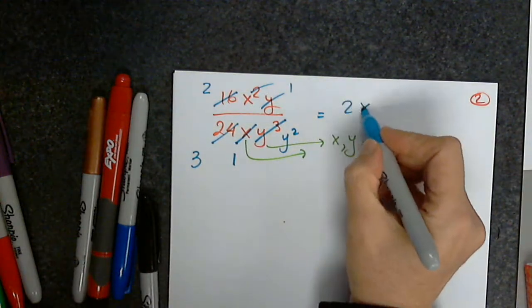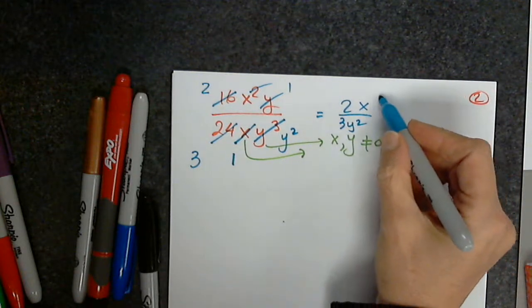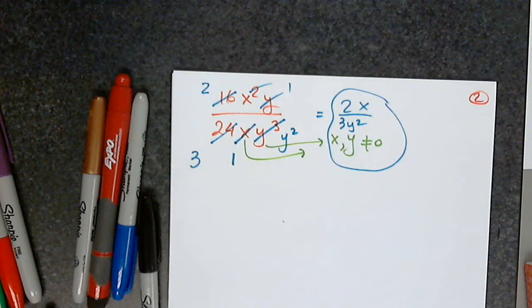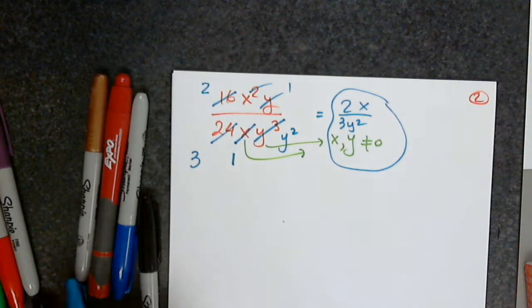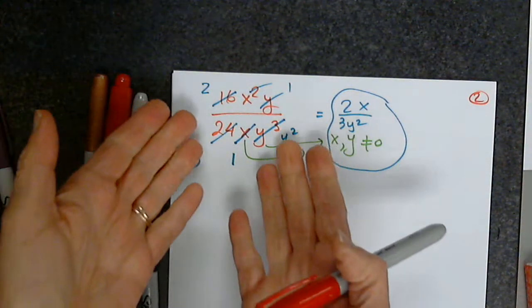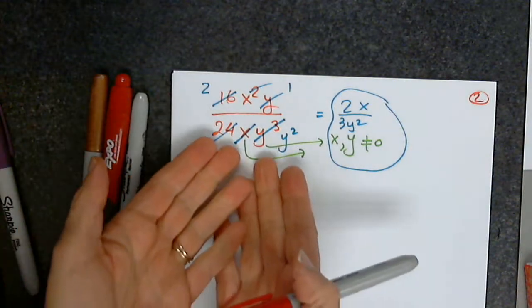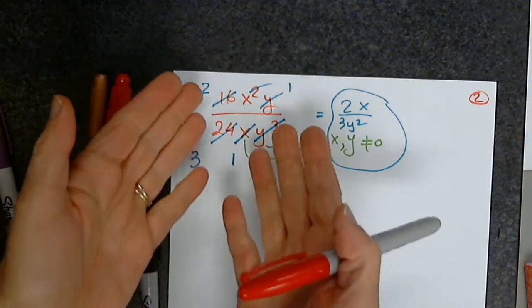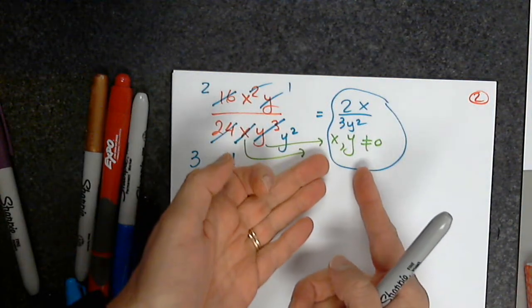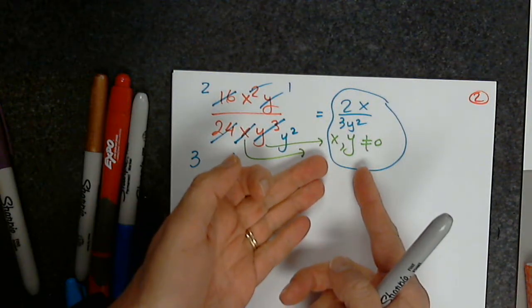That's it. 2x over 3y squared, but the answer includes this. I caution you that your book does not show that. It is incorrect. So the correct solution is this. This rational expression, it's rational because it has variables in the denominator. It simplifies to 2x over 3y squared with the condition that x and y are never zero.